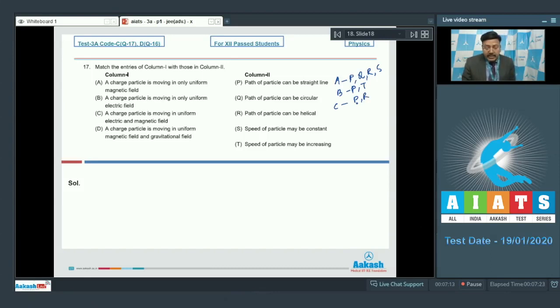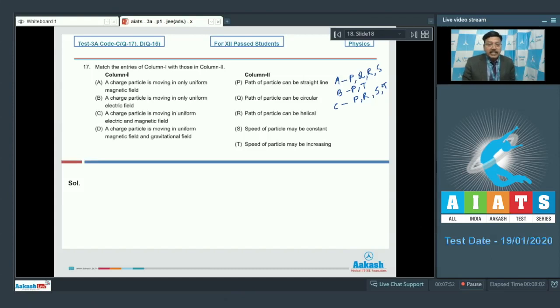Let's look at S now. Speed of particle may be constant. In fact, in the case when particle is moving in a straight line with uniform velocity, when electric and magnetic force cancel each other, obviously the speed of particle will be constant. So S also matches. And speed of particle may be increasing clearly matches, because the electric force will change the kinetic energy, and in that case speed may increase. So C matches with P, R, S and T.